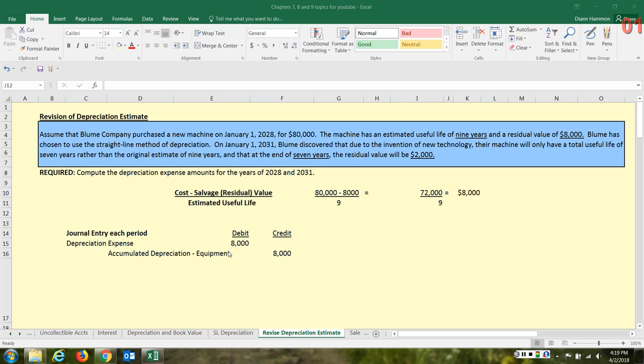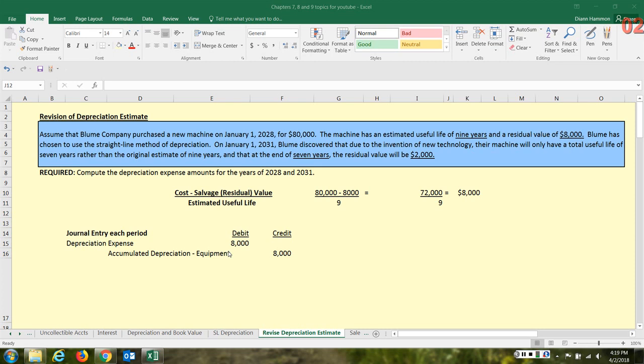On January 1st, 2031, so that's 3 years later, Bloom discovered that due to the invention of new technology, their machine will only have a total useful life of 7 years rather than the original estimate of 9. And that at the end of 7 years now, the residual value is only to be $2,000. So let's get started. We're to compute the depreciation expense amounts for the years 2028 and then 2031, which is when the revision needs to take place.